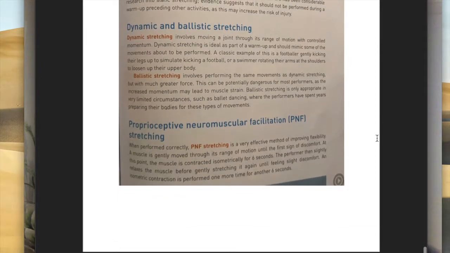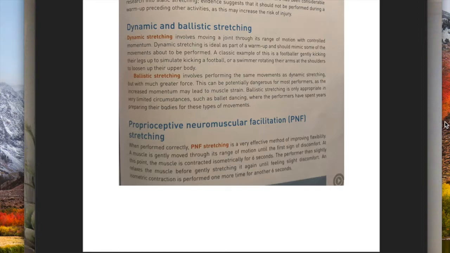Okay, now we're looking at ballistic stretching. Now, ballistic stretching is probably the most uncommon type of stretching. It's only used for elite performers who have flexibility as one of their higher preferences of their fitness component needs. It's actually quite dangerous because what it is, it's taking those dynamic and those static stretches that we're so used to, but applying a large amount of force to try and force that joint and the muscle to a point of discomfort so that it can stretch and become more flexible. This is only appropriate in those very limited circumstances, like a ballet dancer, where they've spent years getting their bodies ready for these type of movements.